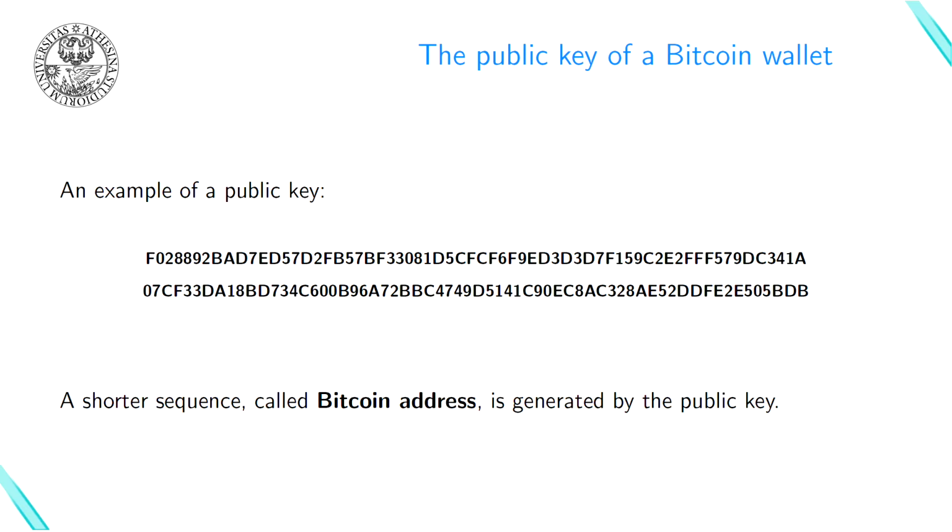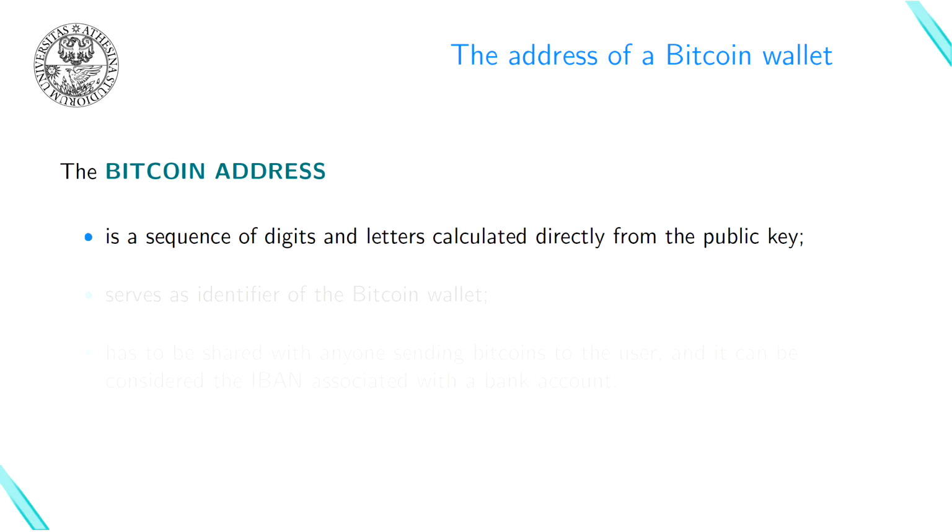We can see here an example public key. The Bitcoin address, a shorter sequence of digits and letters, is derived from the public key. Indeed, the Bitcoin address is a sequence of digits and letters calculated directly from the public key, and it serves as an identifier of the Bitcoin wallet.